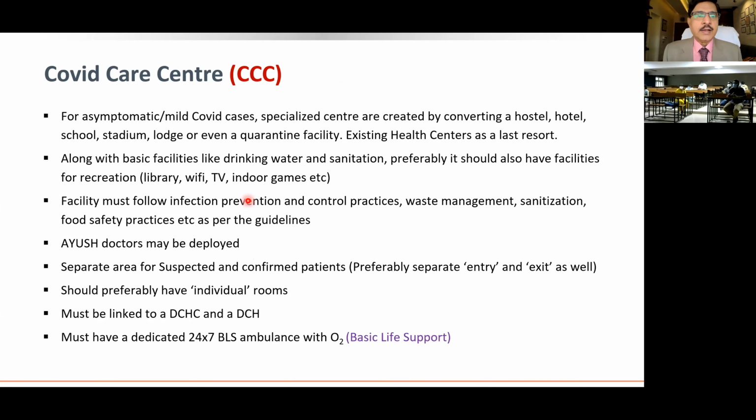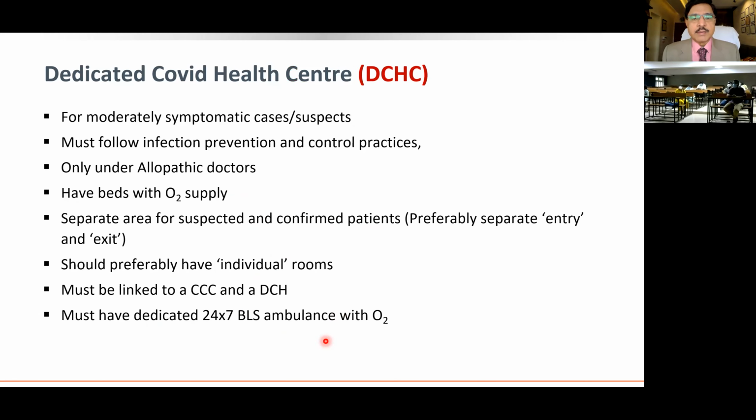Whereas here, there is no allopathic doctor, there could be Ayush doctors or paramedical people who can manage. Here, these patients are not desaturating. They only have the milder disease and they can be here. But of course, they have the pulse oximetry in place, and also there is the ambulance facility. Whereas here, they must have an ambulance facility to transport to other centers, and these are linked to DCHC. If the patient is becoming better, they are transferred to CCC. If becoming worse, they are transferred to DCH.